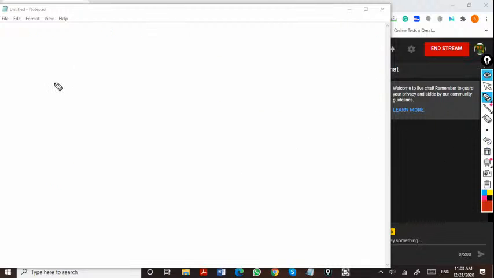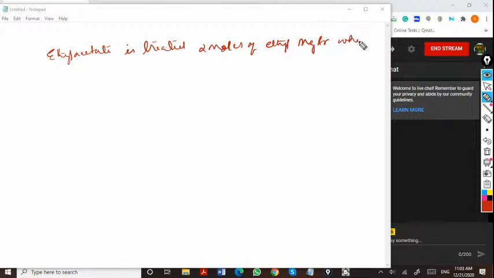Let's solve a question. Ethyl acetate is treated with 2 moles of ethyl magnesium bromide. What is the IUPAC name of the product?